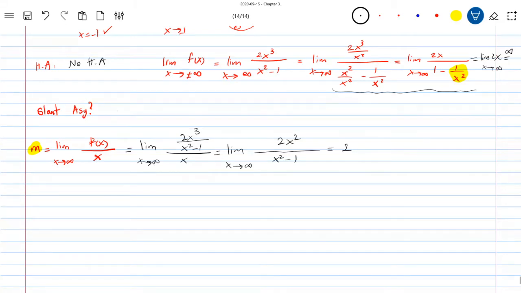So what does it tell us? It says we have a slant asymptote, mx plus b, and I just figured out that m is 2. So I have 2x plus b. Now to figure out what b is, I'm going to calculate the limit of f of x minus 2x as x approaches infinity. If I do this, I'll figure out what that constant b is.